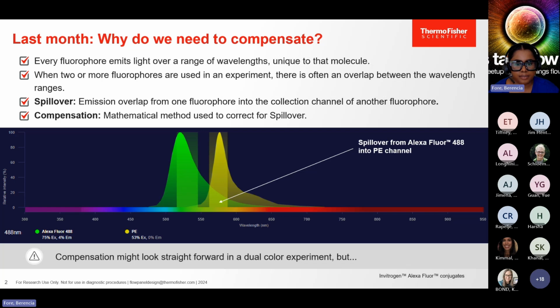As you can see, there is spillover from AF488 into the PE channel. So what do we mean by spillover? We're talking about this emission overlap from one fluorophore that bleeds into the collection channel of another. And this is where compensation comes into play. Compensation is the mathematical method your cytometer is using to correct for this spillover.